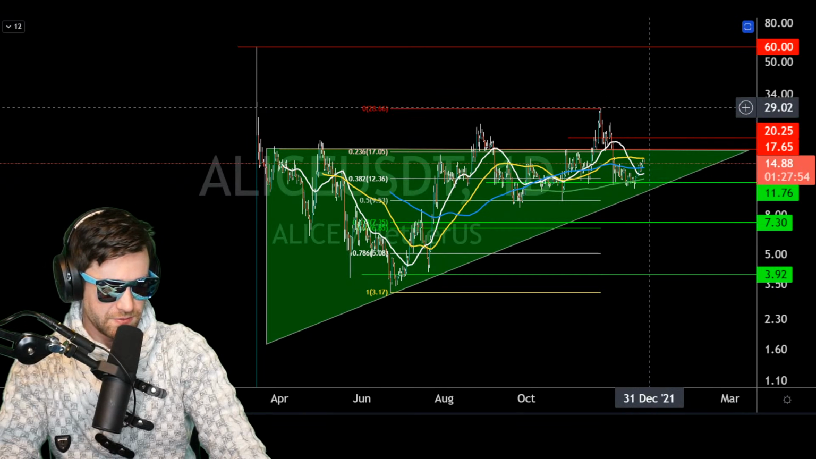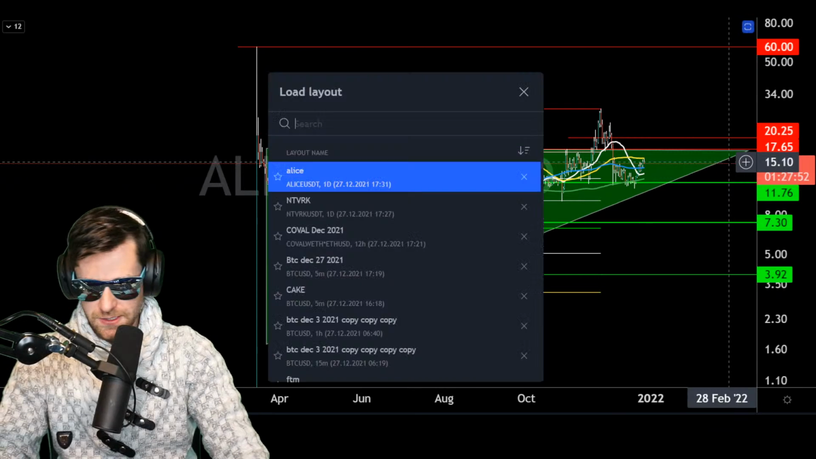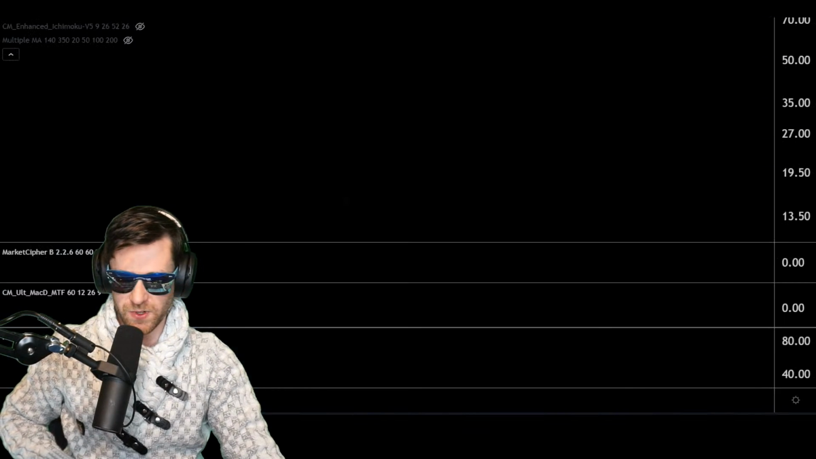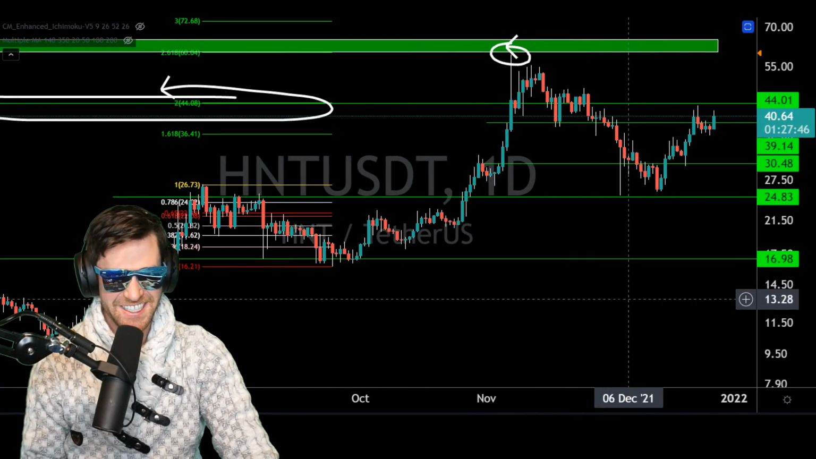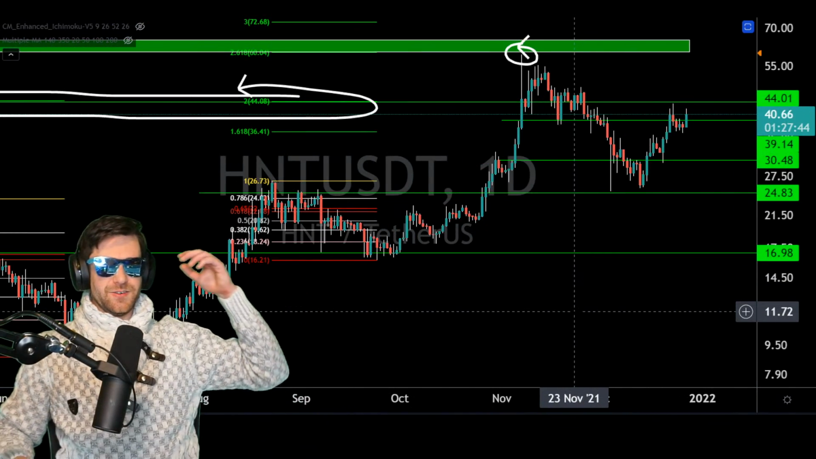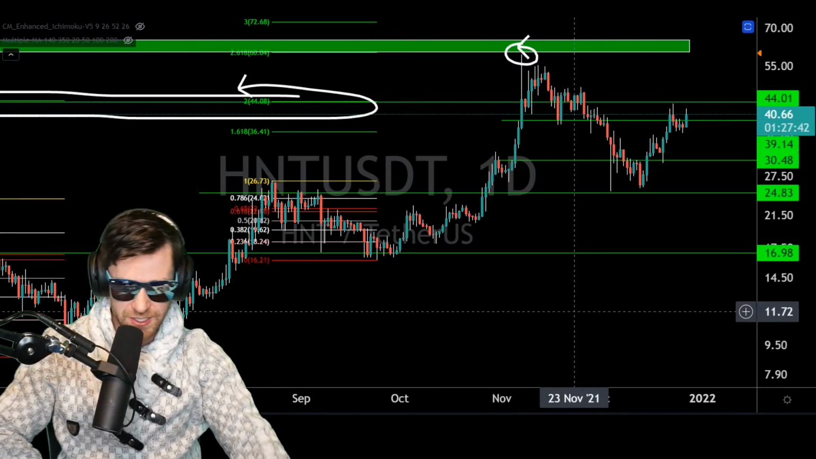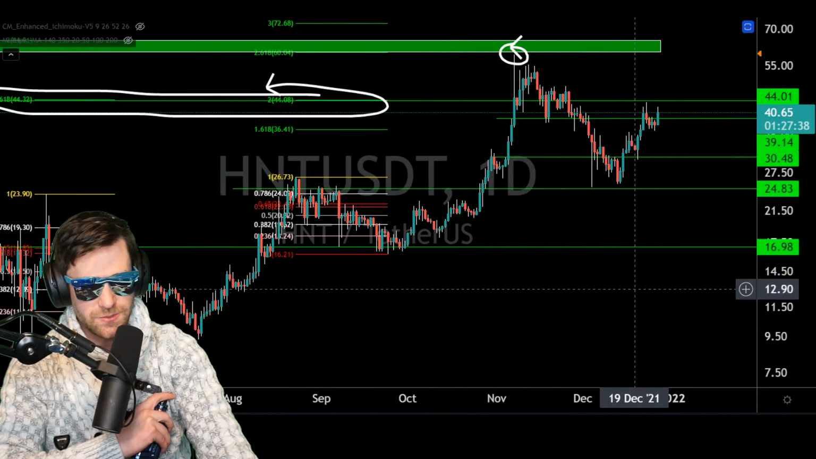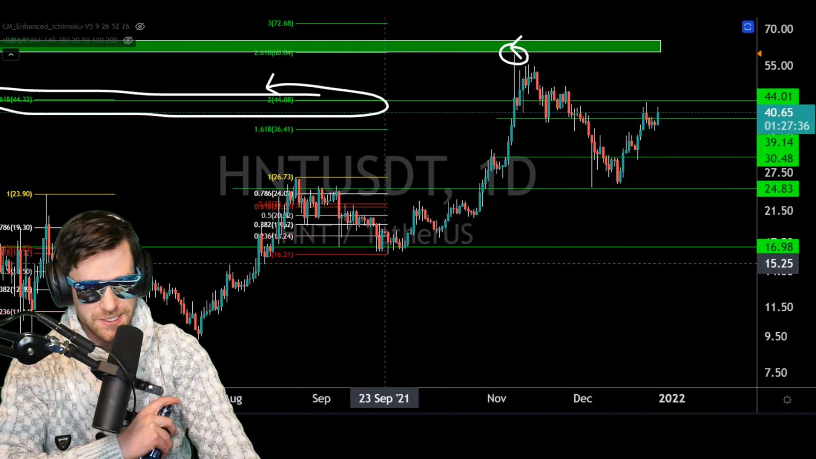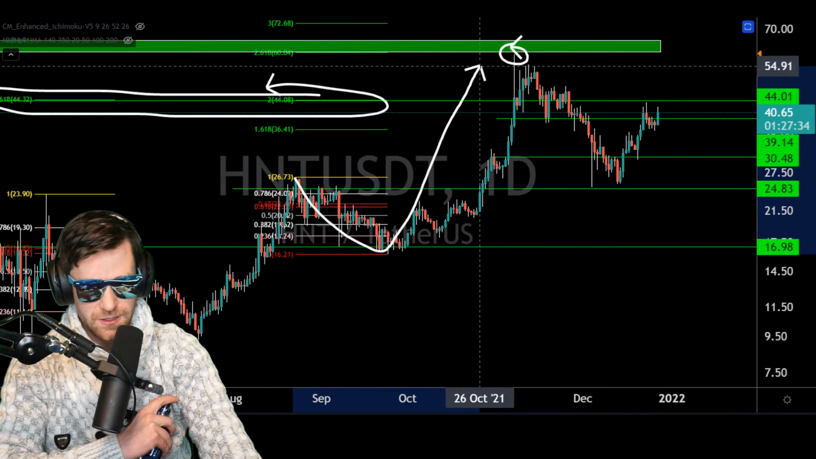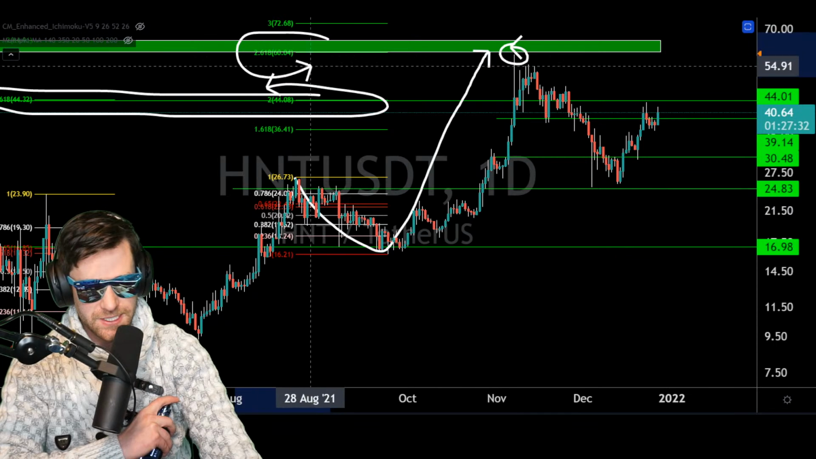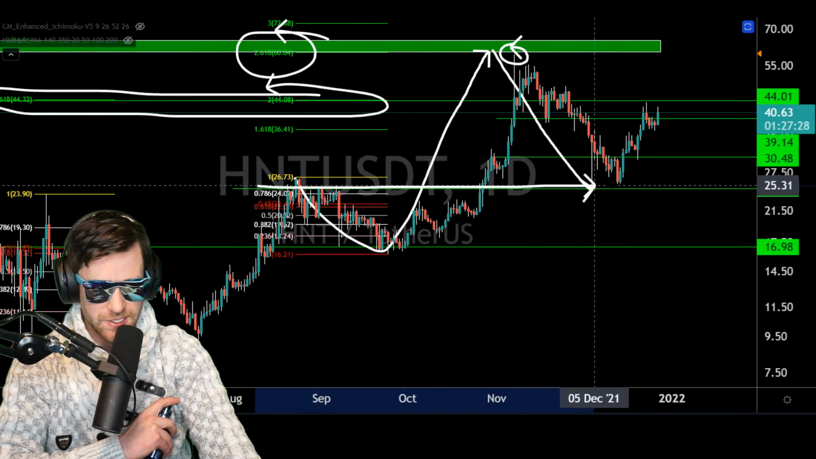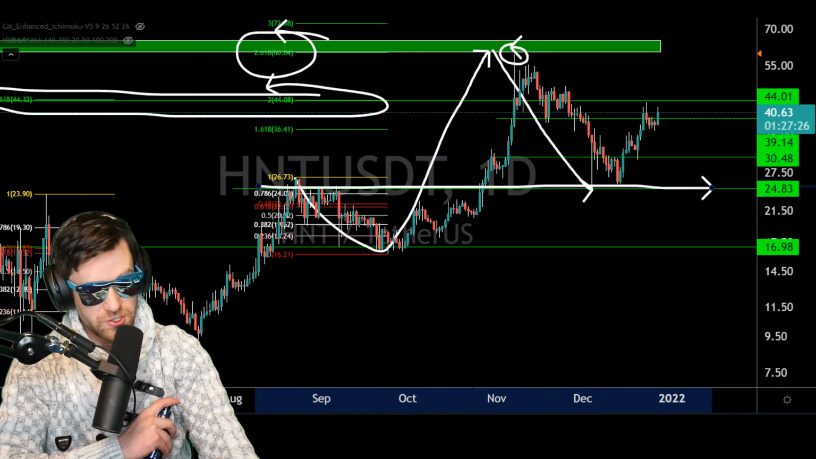HNT from TSO. Does matter. Pretty sure this HNT chart is from you. Let's see. Whoa. People say TA doesn't work. I haven't looked at this in quite some time. Measured move, 60 bucks hit, pulled back, previous support. This chart looks good.